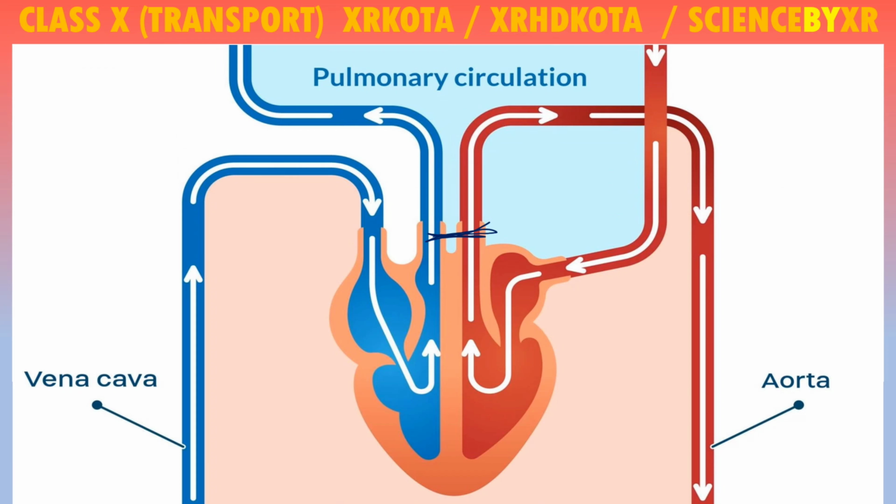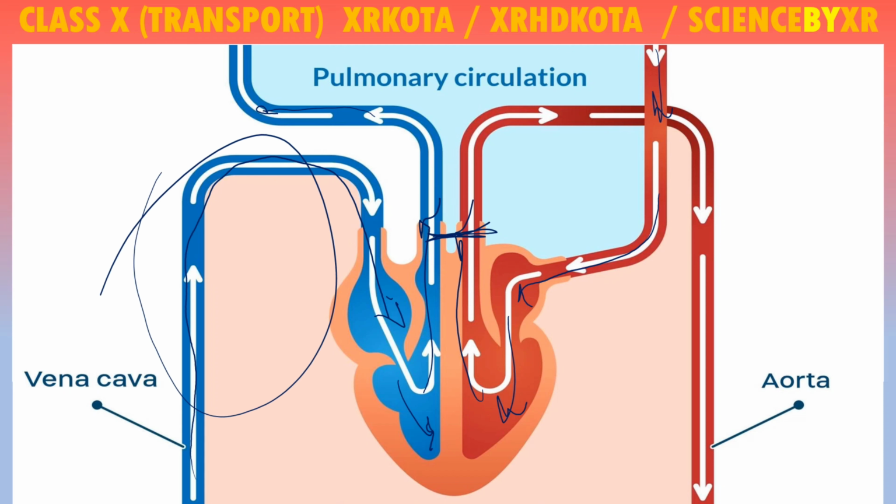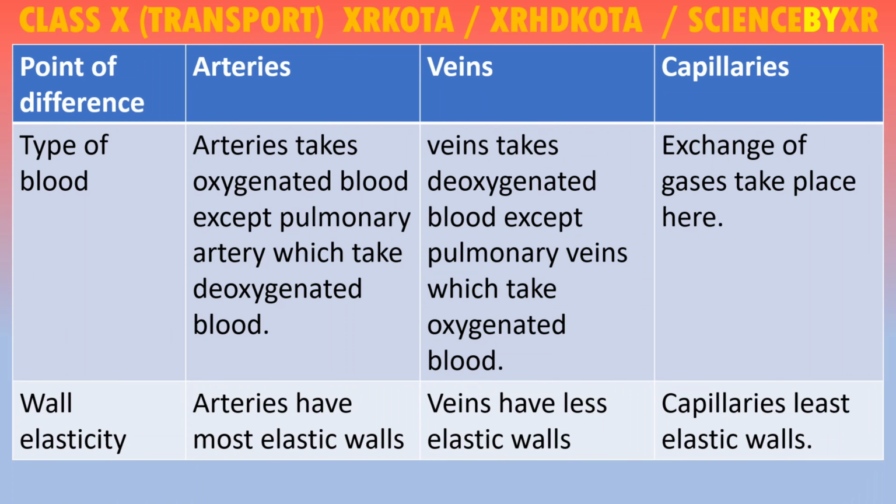Next, if you can see here, the deoxygenated blood is collected by the vena cava and comes into the heart, and from the heart it goes to the lungs where it gets oxygenated, and then the oxygenated blood comes into the left atrium, from the left atrium to the left ventricle, and then it goes to the body. So this is how we can see arteries carrying oxygenated blood and veins carrying deoxygenated blood.